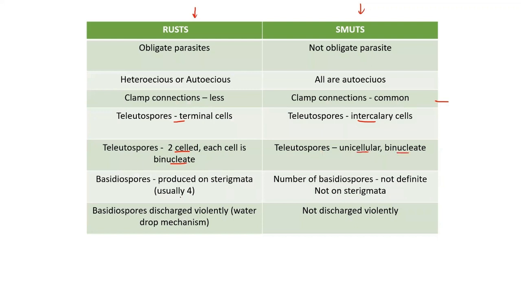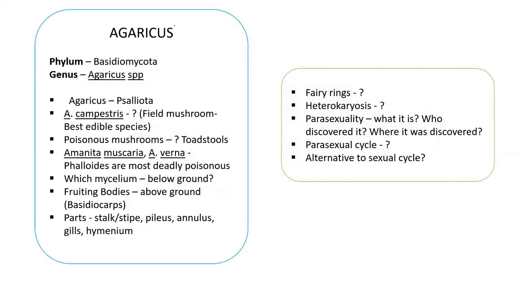Basidiospores are produced on sterigmata, and the number of basidiospores is four, whereas in smuts the number of basidiospores is not definite and they are not produced on sterigmata. Basidiospores are discharged violently by the water drop mechanism, whereas in smuts there is no such mechanism and they are not discharged violently. Then we move on to another genus, which is called Agaricus.